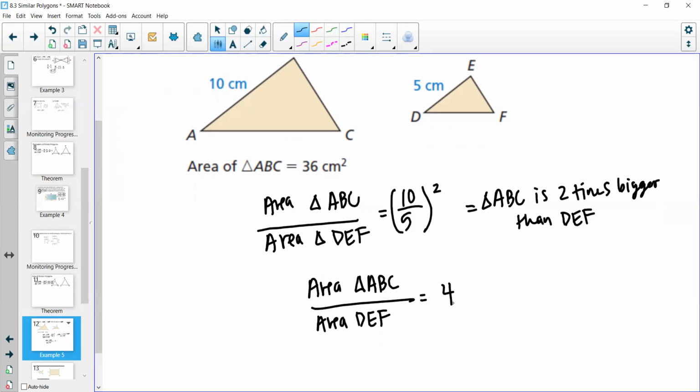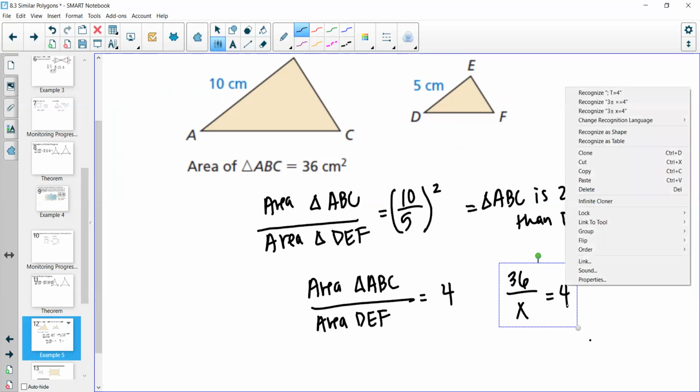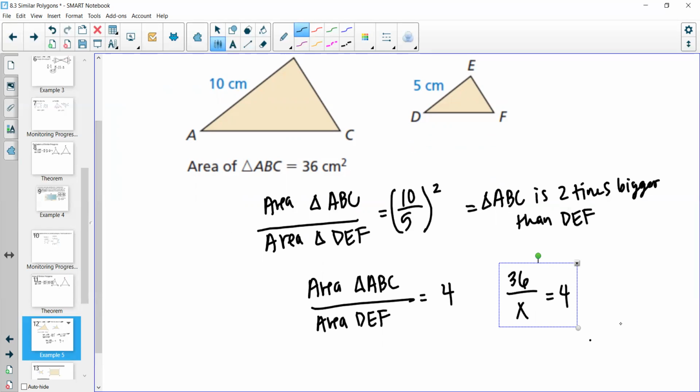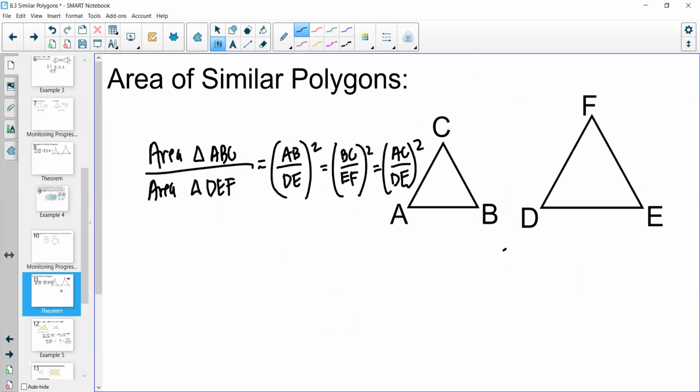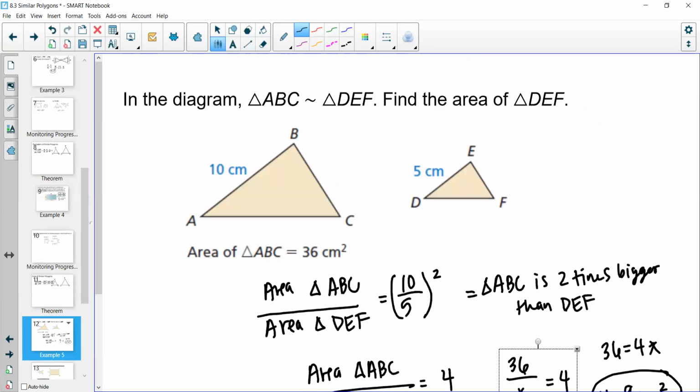So how can we decide what that is? Well, we know that the area of ABC is 36. So 36 over something needs to equal 4. Now we can solve for this 2 different ways. We can either come up with a number 36 divides by to get 4, or we can multiply both sides by x and get 36 equals 4x, and then divide both sides by 4. Either way, what we're going to end up getting is that x equals 9 centimeters squared. So we can use this property of the area of similar polygons to see that that proportion helps us when we know the area of one thing and we only know a small bit of information.